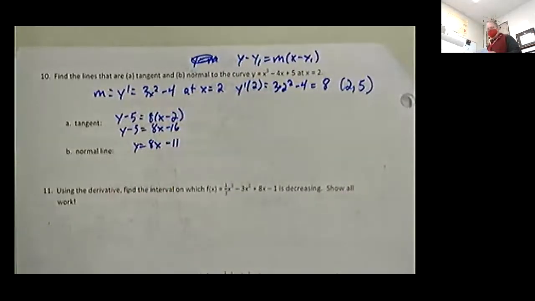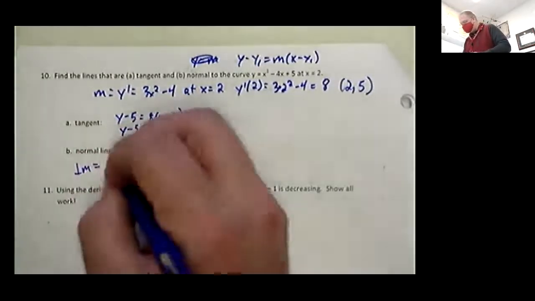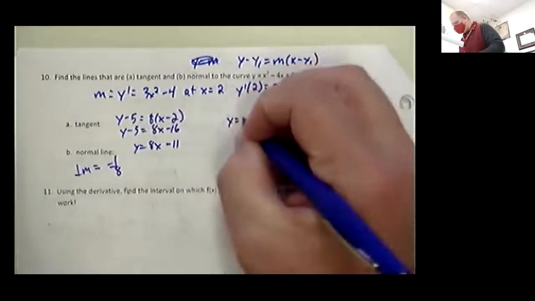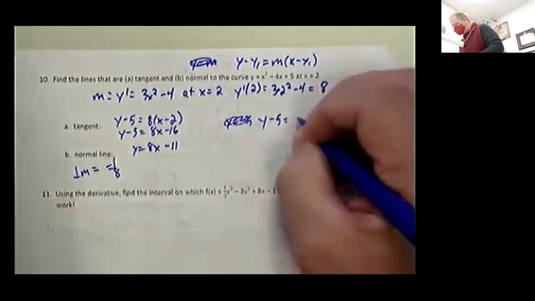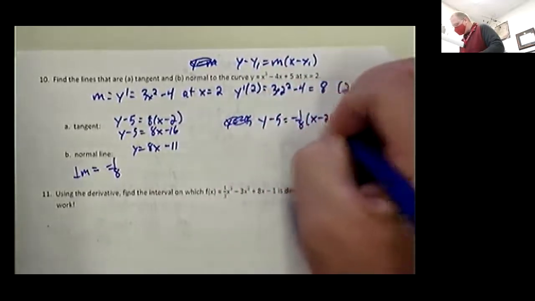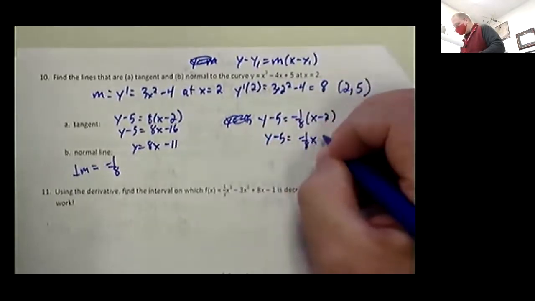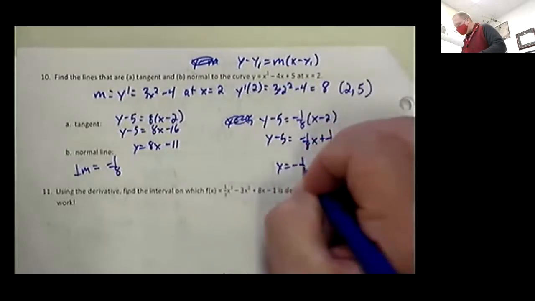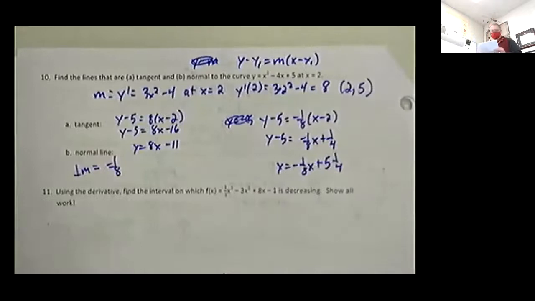How do we get the normal line? The normal line has a slope that is the negative reciprocal, which is negative 1/8. We're going to repeat that process. Y minus 5 equals negative 1/8 times x minus 2. That's y minus 5 equals negative 1/8 x plus 1/4. We'll add the 5 back, and that gives us y equals negative 1/8 x plus 5 and a 4th. Questions?